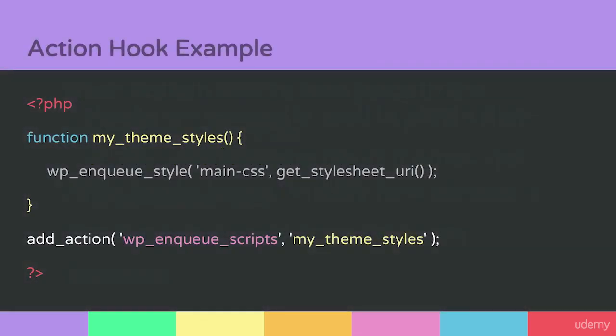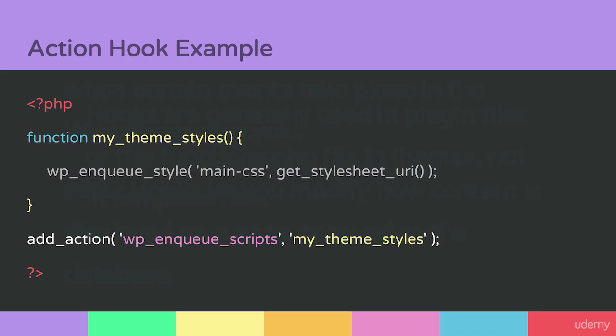So here we have a few things going on. First, we have a custom function being set up, and inside of that, we're using the wp_enqueue_style function, which is built into WordPress, and that's going to get our main style sheet. And then down below, we're saying add_action wp_enqueue_scripts, and this is the hook.